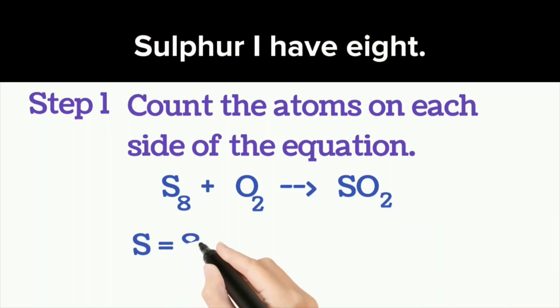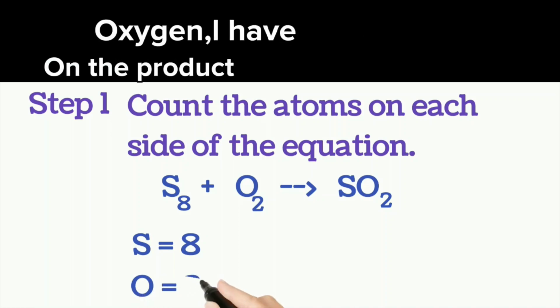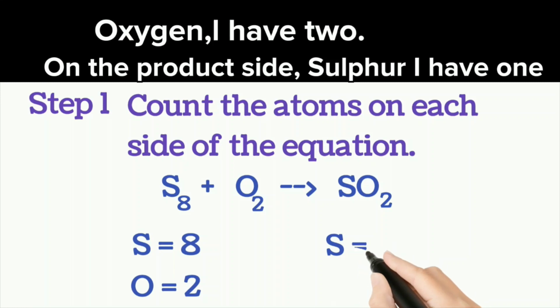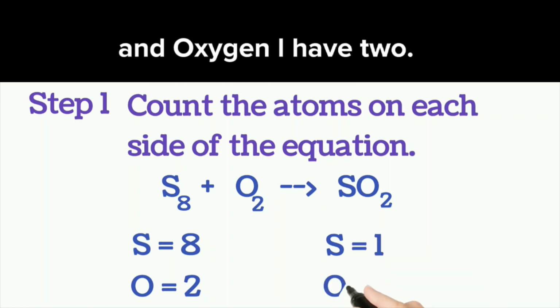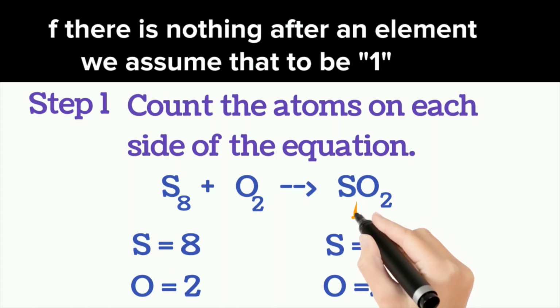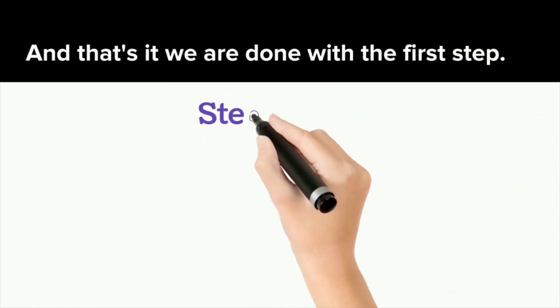Sulfur, I have 8. Oxygen, I have 2. On the product side, sulfur, I have 1. And oxygen, I have 2. If there is nothing after an element, we assume that to be 1. And with that, we are done with the first step.